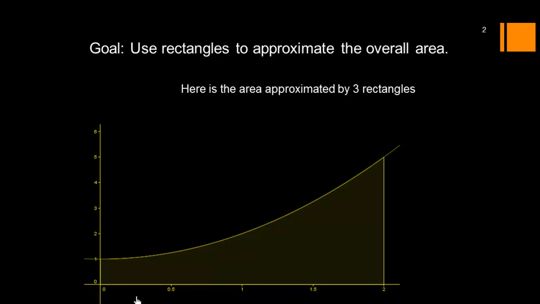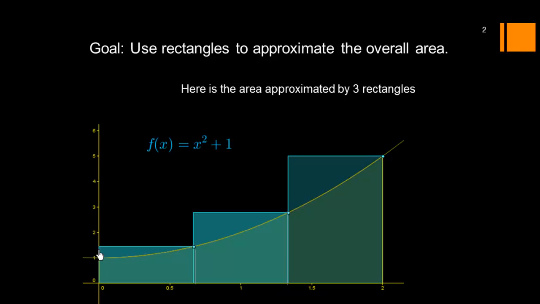Now if I'm going to use 3 rectangles, I'm going to take my interval from 0 to 2 and break it up into 3 pieces, so that you can see here's my first piece, second, and finally third. Now what I'm going to do is follow this line up, draw a line across, and form a rectangle. Now I have 3 rectangles here. Oh, by the way, this was the function x squared plus 1. That's this parabola right here.